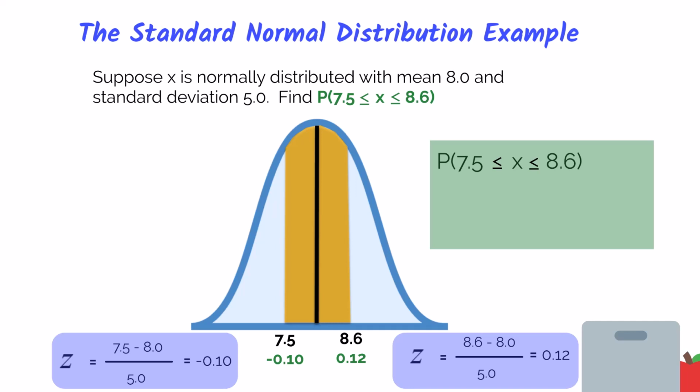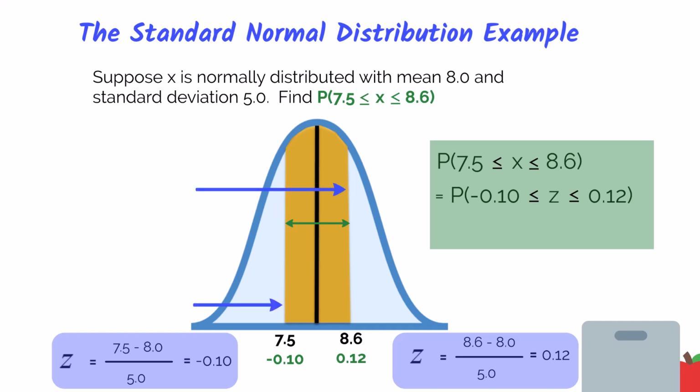Suppose x is normally distributed with a mean of 8 and a standard deviation of 5 still, but now we're interested in the probability between two values, where x is greater than or equal to 7.5 and less than or equal to 8.6. This is the yellow area that I've also notated with the green arrow. Again, we can convert our x values into z values and restate our probability that z is somewhere between negative 0.1 and 0.12. We won't review the z calculations again, but we have them shown here down at the bottom.